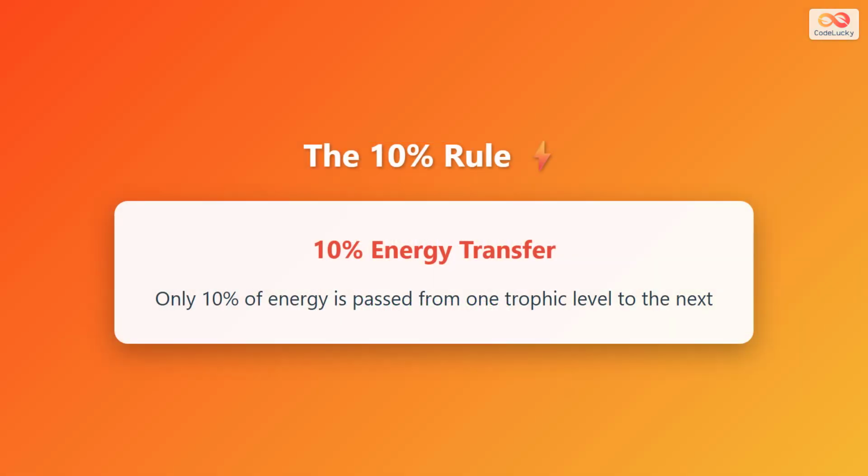The 10% rule is a key principle in ecology. It states that only 10% of energy is passed from one trophic level to the next. This means when a herbivore eats a plant, it only gains 10% of the energy that was stored in that plant. The remaining 90% of energy is lost. Similarly, when a carnivore eats a herbivore, it only receives 10% of the energy the herbivore had. This pattern continues at every level of the food chain.